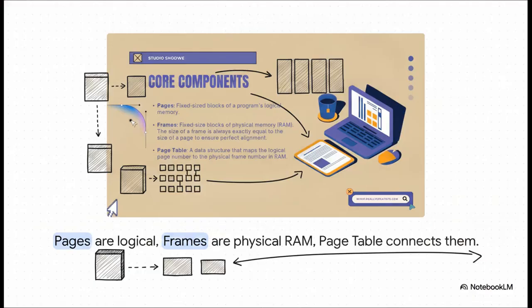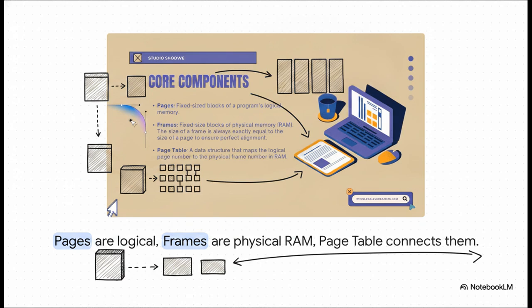Moving into Section 2, Core Concepts, Paged Memory Allocation. Let's cleanly break down the core architecture here, because there are really just three vital terms you need to understand. First up, we've got pages. These are fixed size blocks of a program's logical memory. Basically, just think of it as dividing a software job into totally equal chunks.